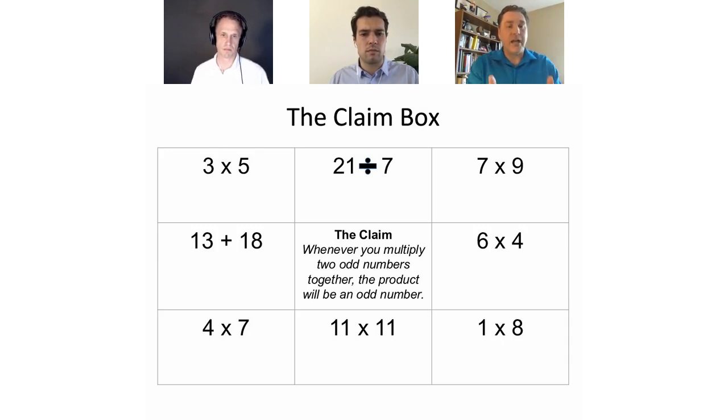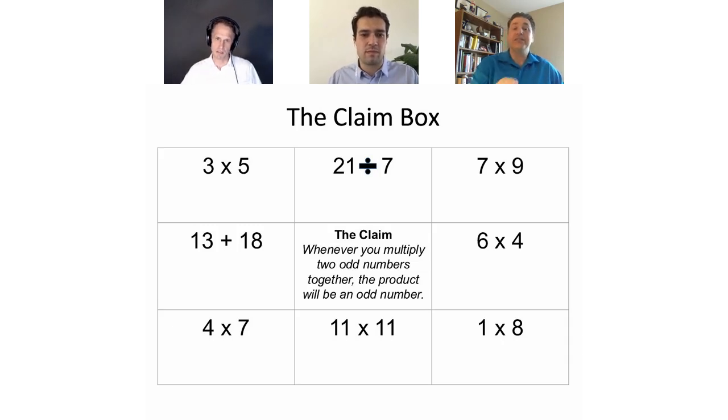So with 3 times 5, what color would you guys turn that? So Valentine, Damon, what would you color 3 times 5? That would be green. 3 times 5 is 15. Perfectly fits the claim. Damon, what about 21 divided by 7? How would you target that? Whenever I multiply 2 odd numbers, the product must be 21. I would say green as well.